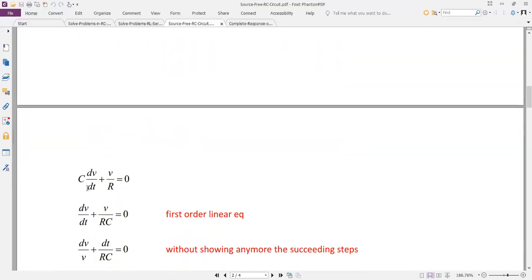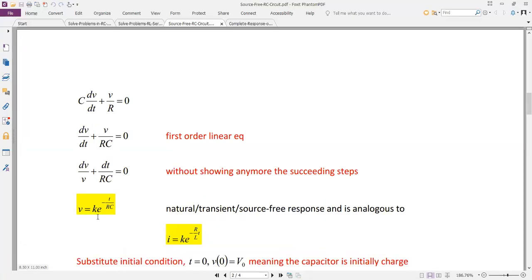So you have a differential equation now that is in terms of the voltage. Unlike the other differential equations, which are in the form of the current or the Q, this one is in terms of the voltage. If we process this, this is a separable differential equation. You have V equal to K e raised to negative t over RC, which is the natural transient or source-free response of an RC circuit. And it is analogous to that of the RL circuit.